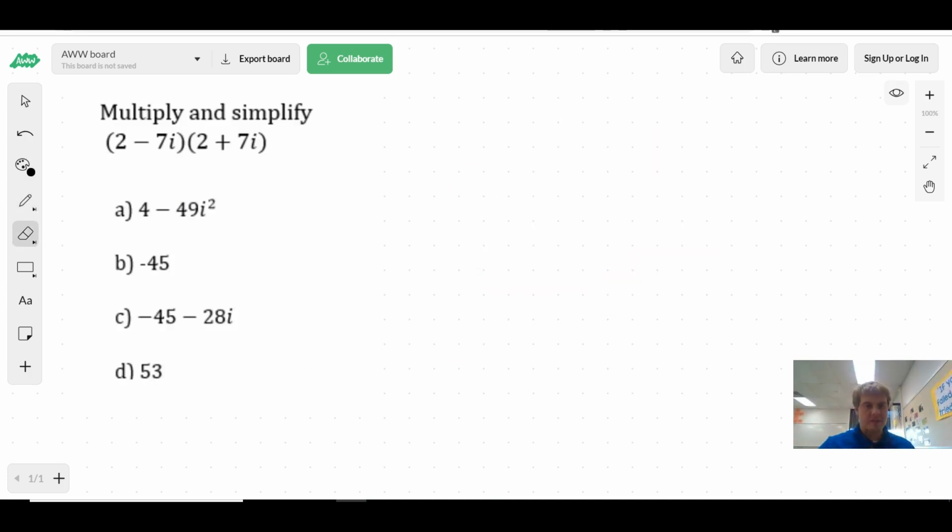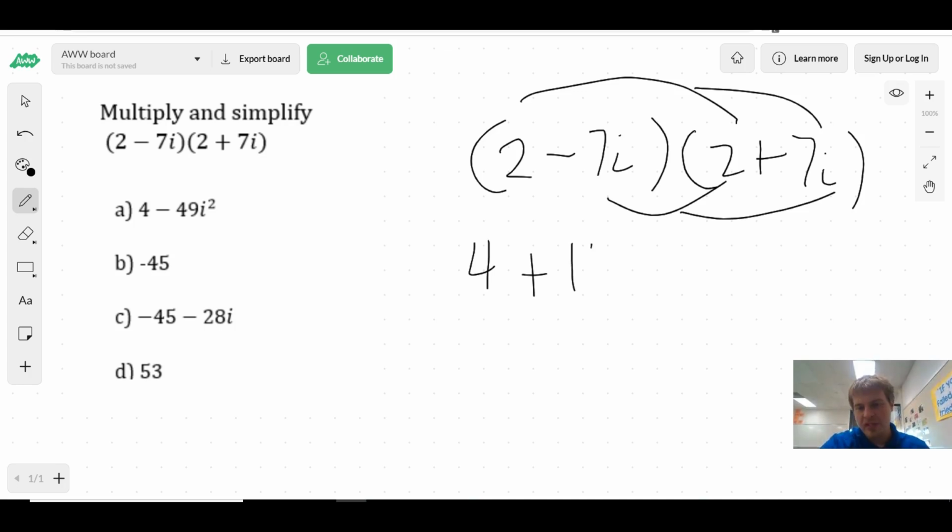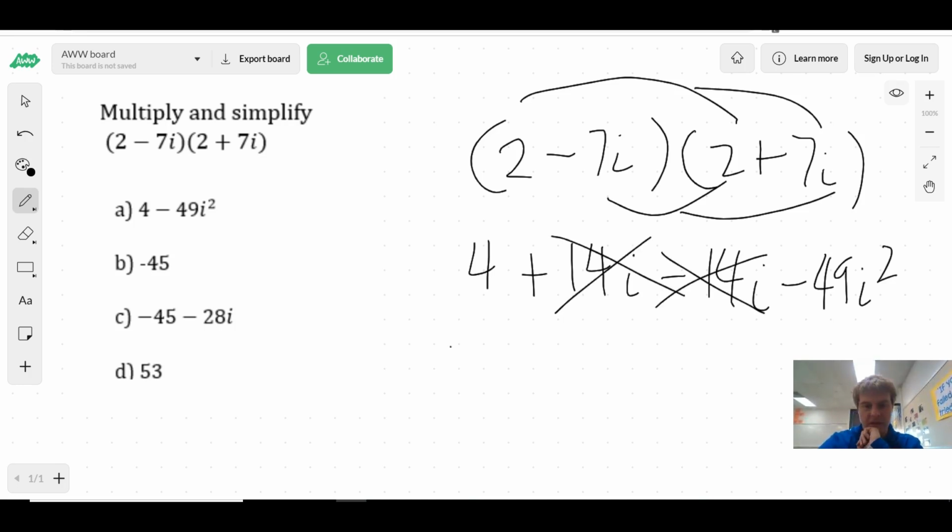Okay, so let's multiply and simplify this thing. Now the nice part about this is it's actually pretty easy to multiply these together, because you're going to get 2 minus 7i times 2 plus 7i, and then we're just going to distribute. So that's going to give us 4 plus 14i minus 14i minus 49i squared. And what you should notice about this is the 14s will then cancel out because they're the same. So you're going to get 4 minus 49i squared.